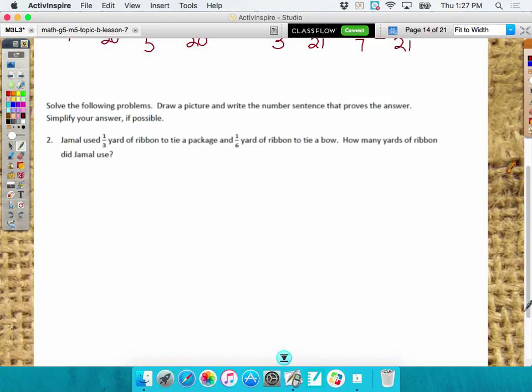This one is going to be a little bit trickier. And I knew that right away because of this last sentence. It says, solve the following problems. Draw a picture and write a number sentence that proves the answer. Simplify your answer if possible. So that tells me I might actually have to simplify, okay? Which we really like to do.